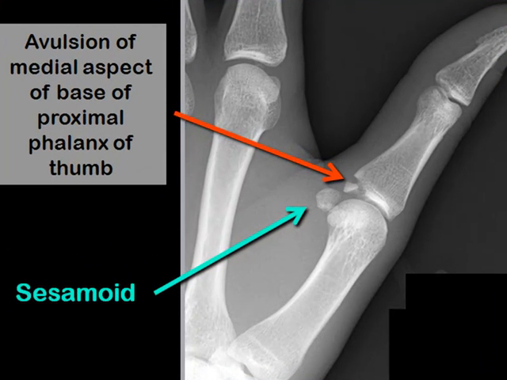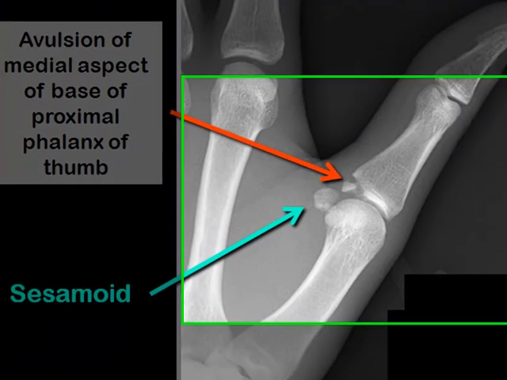The red arrow is pointing to an avulsion of the medial aspect of the base of the proximal phalanx of the thumb. This is a type of volar plate injury.